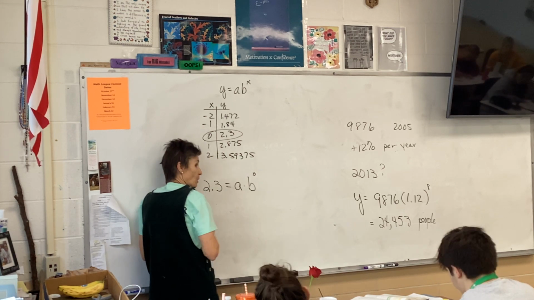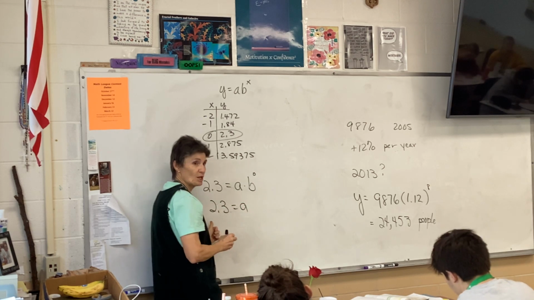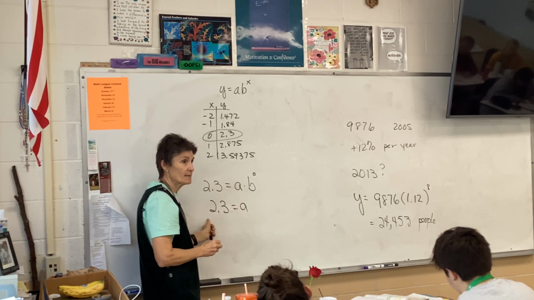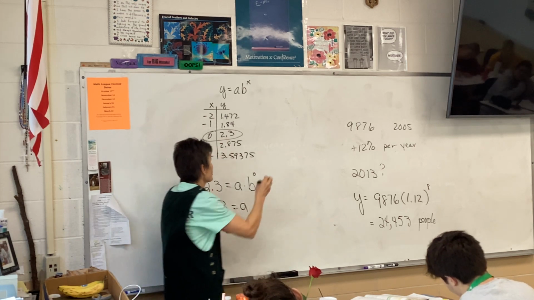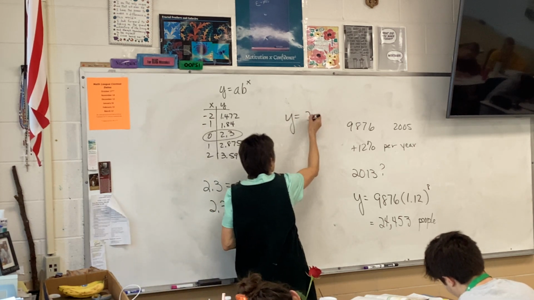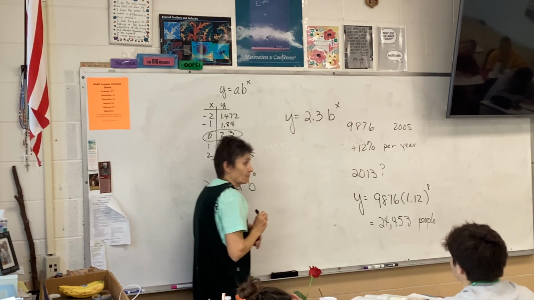What's b to the 0th? 1. So this is what happened to us yesterday, right? Isn't your a value just that? So your equation is 2.3 b to the x.